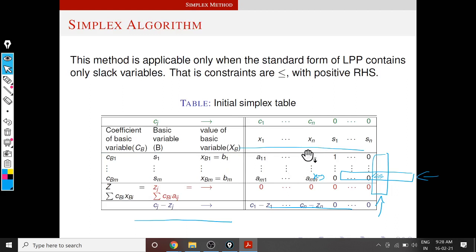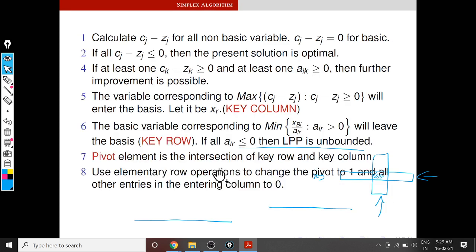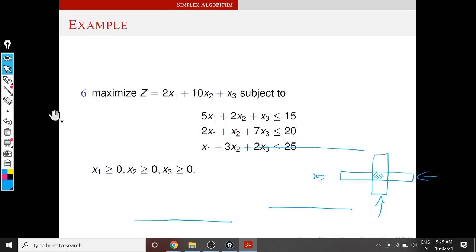Remember one thing about the initial simplex table: the basic variables are initially slack variables, and the values of the basic variables are the right hand side of the constraints, because all the other variables are non-basic, so their present value is 0. That's why. Okay, let's take an example.